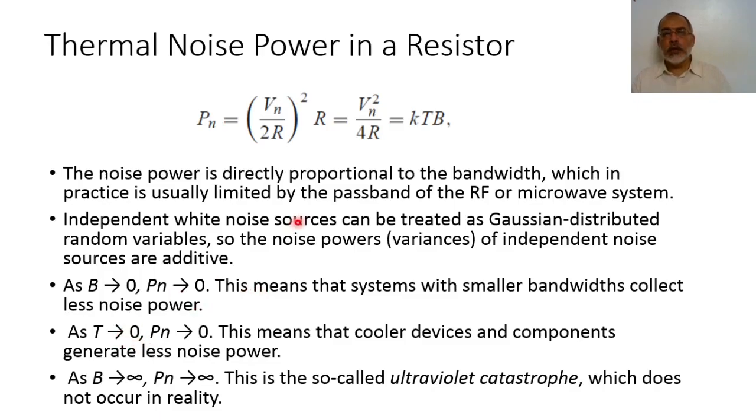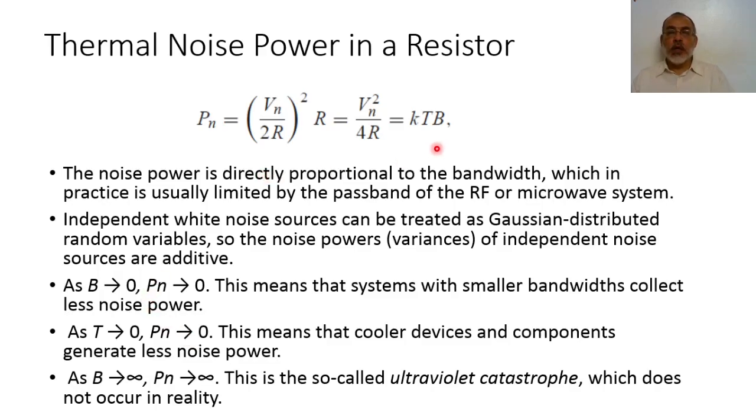On the other hand, as the temperature tends to zero, the noise power will tend to zero. This means that the cooler device and components will generate less noise power. This is actually the reason why low noise amplifiers are usually used in liquid nitrogen, for example, to cool the low noise amplifier, to reduce the noise figure of this amplifier, or the noise temperature of this amplifier.